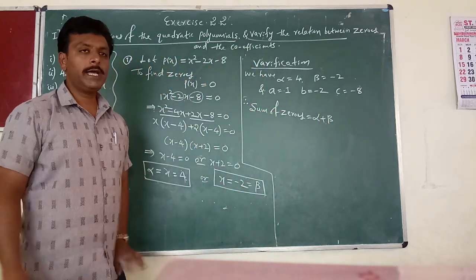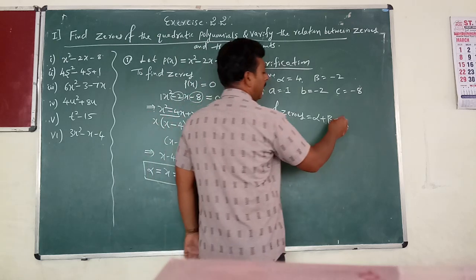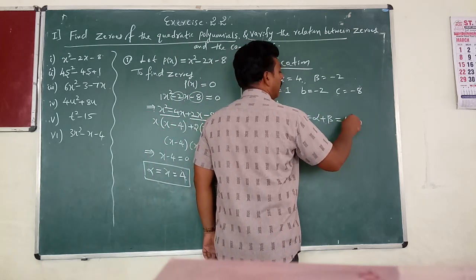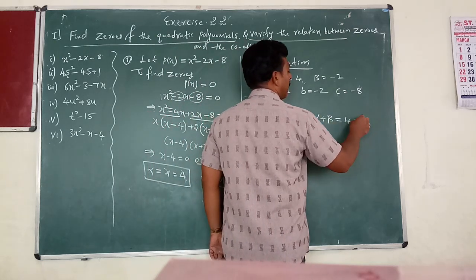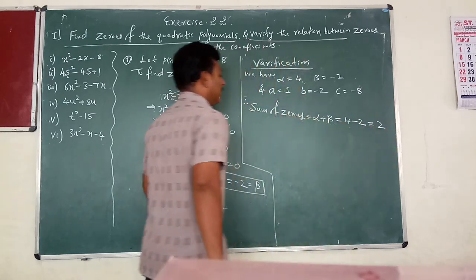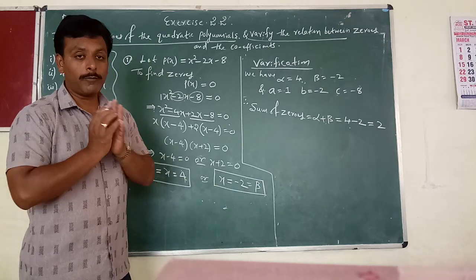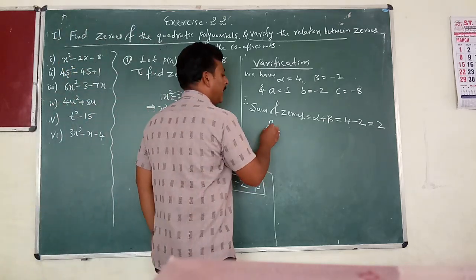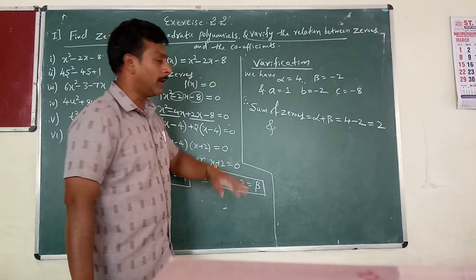Alpha का value ready है, beta का value ready है. Substitute that: 4 and beta is minus 2. 4 minus 2 is equal to how much? 2. This is the sum of the zeros, and now I am going to apply the formula.